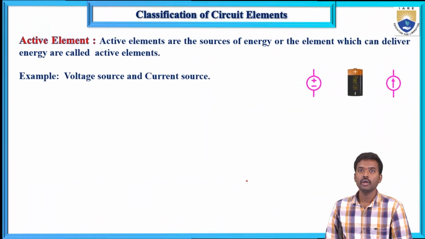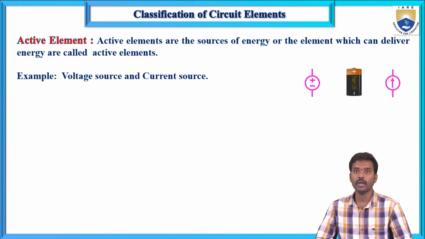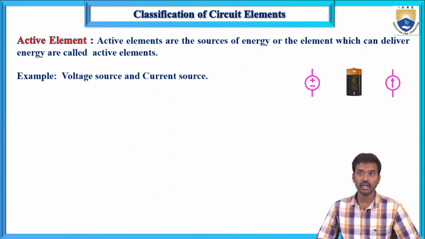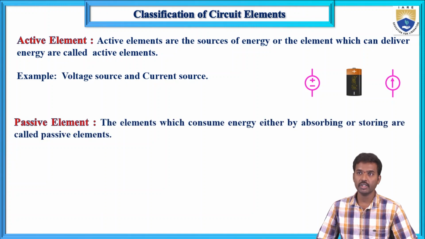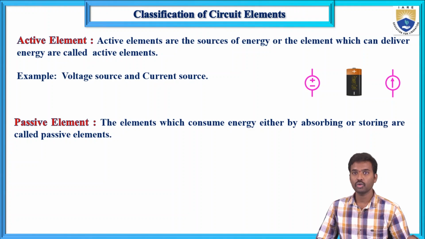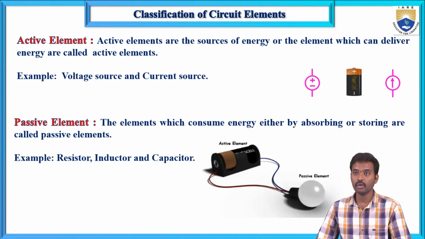Here, active elements we already discussed: independent sources, dependent sources, ideal sources, practical sources, ideal current source, practical current source, ideal voltage source, practical voltage source. Now passive elements receive power from other elements in a network and dissipate or store the energy in the form of an electrostatic field or magnetic field. Such elements are classified as passive elements. Resistors, inductors and capacitors are examples.